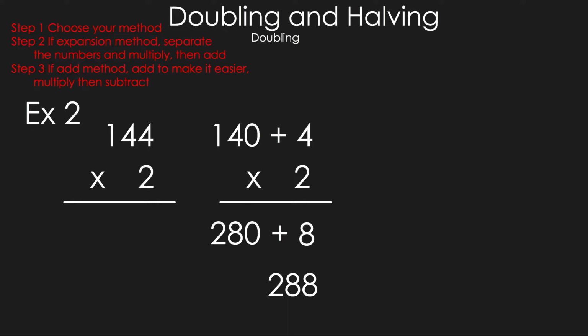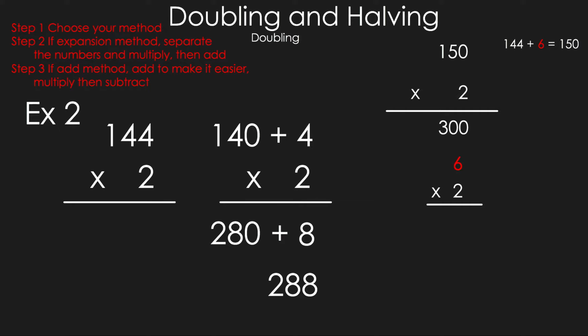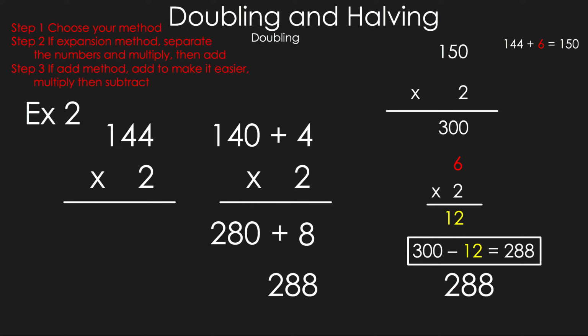What number do you think would be easy to do the add method? If you think 6, that is one easy method. You can obviously choose a different number. We multiply that and we get 300. We have to multiply 6 by 2 to get 12. And now we have to subtract the numbers in your head to get 288. And we move it over. And our final answer is 288.